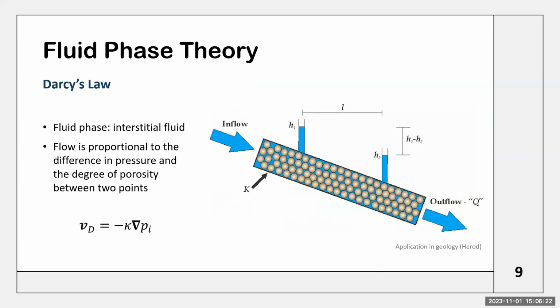Now I'm going to talk about the law which governs the fluid phase, which is Darcy's law. This law says that the flow is proportional to the difference in pressure and the degree of porosity between 2 points. On the right is a diagram that shows this. In geology, porous media is often used to model soils, so it's one of the easier examples to show. If we think about the spheres of the soil, we see that the water flow is proportional to the pressure difference between H1 and H2, and that defines the outflow rate, Q. And then the hydraulic conductivity, K, that funny-looking K there, defines the general porosity of the tissue.